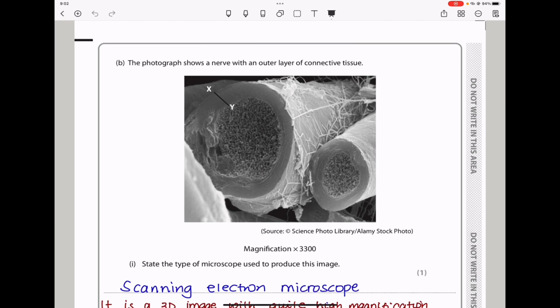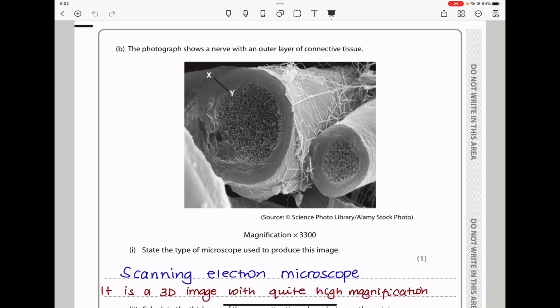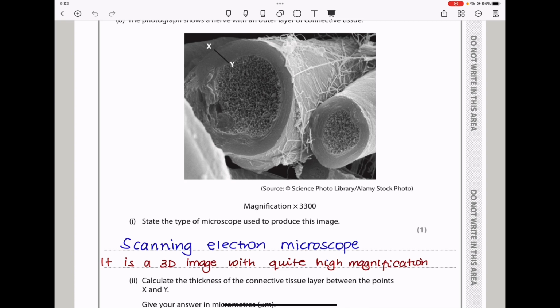Moving on. In part B, the photograph shows the nerve with an outer layer of connective tissue. So that is the outer layer. They say state the type of microscope used to provide this image. We know this is going to be an electron microscope, but look at the magnification. It's quite low to be a transmission electron microscope. So this is going to be a scanning electron microscope.